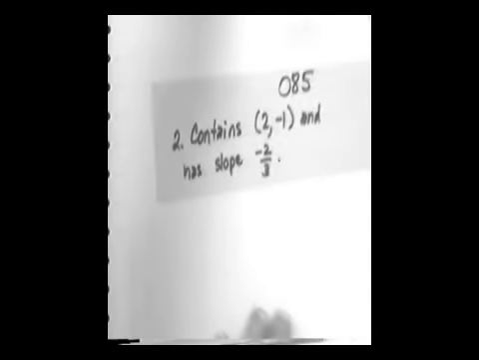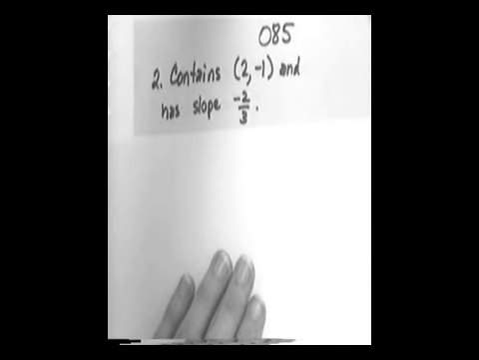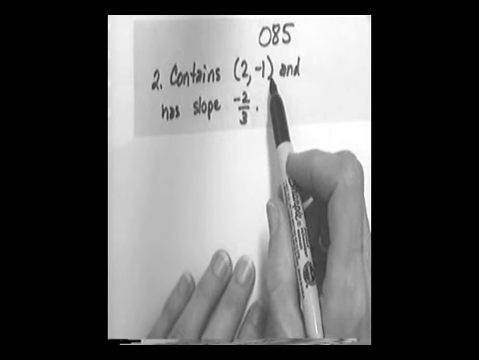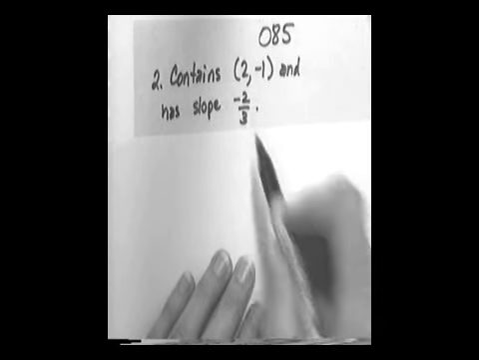Let's look at example 2. We are to find the equation of the line that contains 2, -1, and has slope -2/3. The line contains 2, -1, and has slope -2/3.